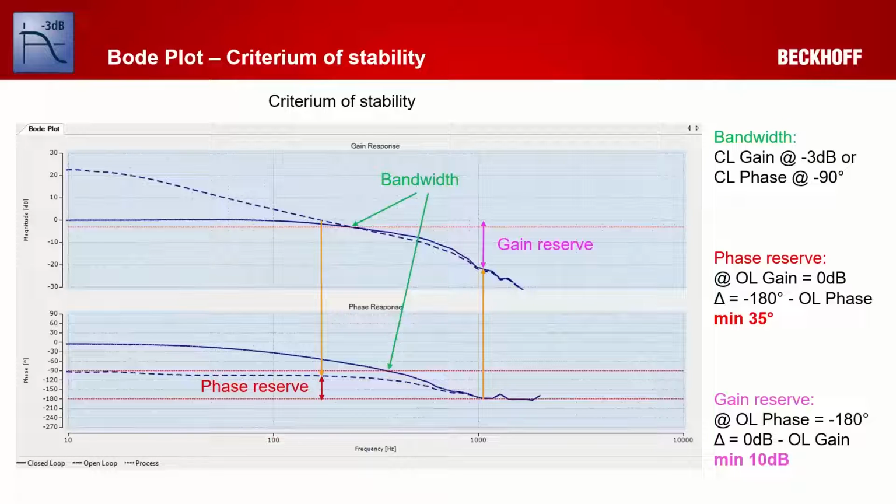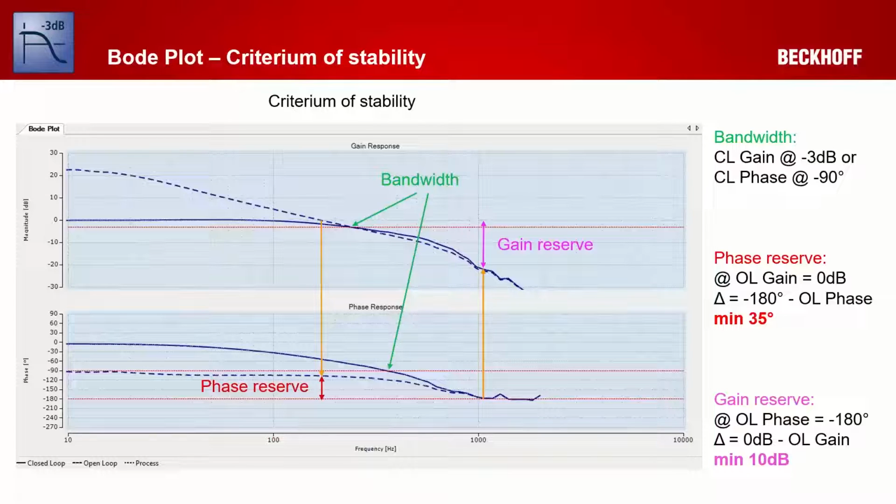The second one is starting in the phase response. At high frequencies, the phase will reach minus 180 degrees. So that means the system is delayed, there is a shift of 180 degrees. Then we go up into the gain response, and we are checking the open loop gain, the distance to 0 dB. That's called gain reserve. And the gain reserve should be 10 dB or more. And if both criteria are fine, you can say your axis is stable.